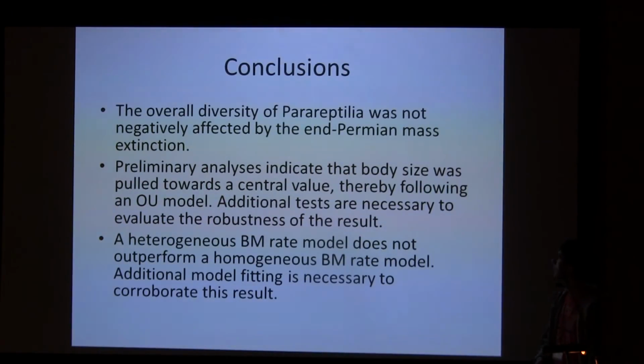And that's it already. So the conclusions, as we have seen: the overall diversity of Parareptilia has not been negatively affected by the PT event. It seems that the OU model is favored over the competing models, but more analyses are needed to be sure about this. And it also seems that so far a homogeneous Brownian motion rate model is favored over a heterogeneous rate model, but more needs to be done to be sure about this. That's it.